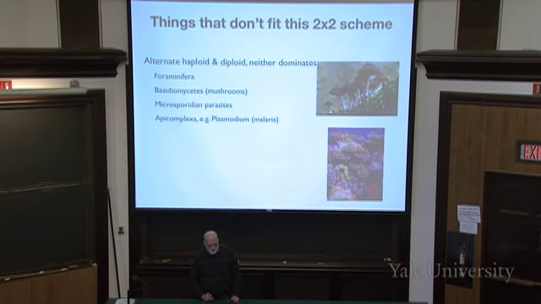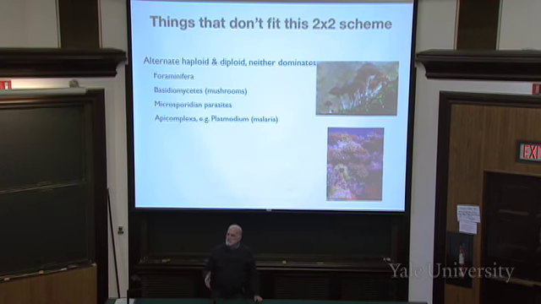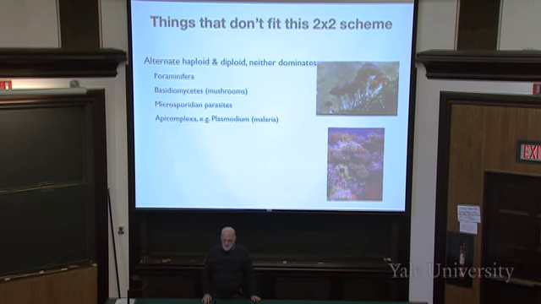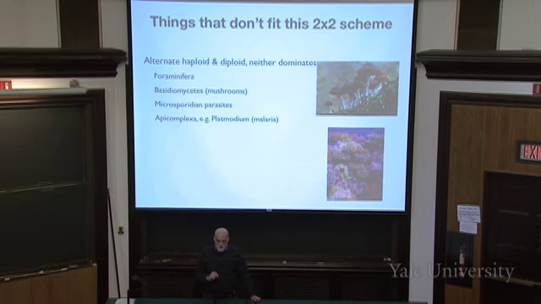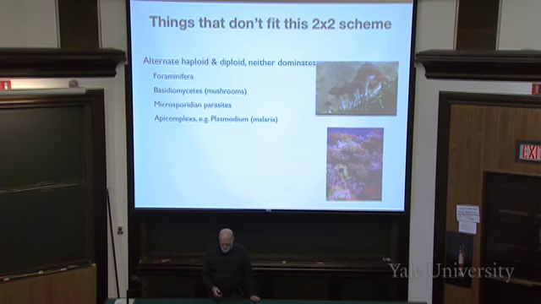There are some things that don't fit. Excuse me, the sexual diploid part doesn't fit for malaria and sleeping sickness. The things that alternate between being haploid and diploid, with neither one dominating, are mushrooms and microsporidian parasites, which are quite common in many insects. Malaria has a very complex life cycle. It is haploid inside your red blood cells. It's diploid at a certain point in the mosquito, and it's moving back and forth.